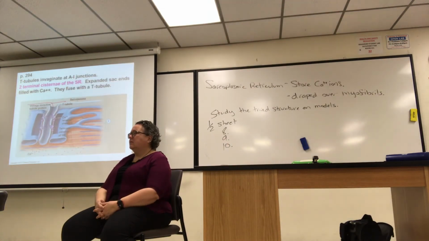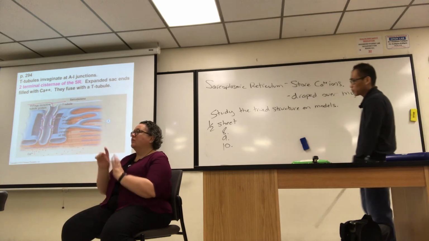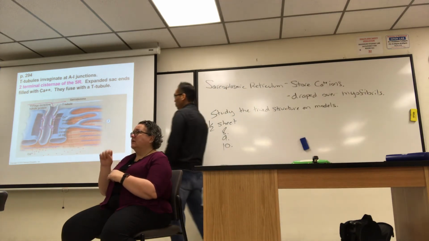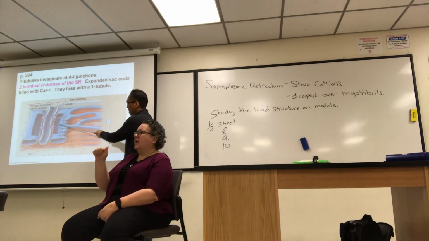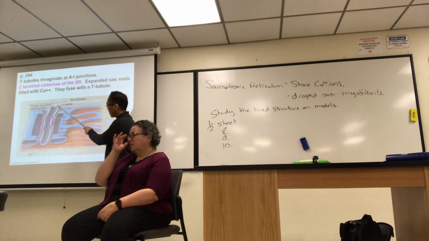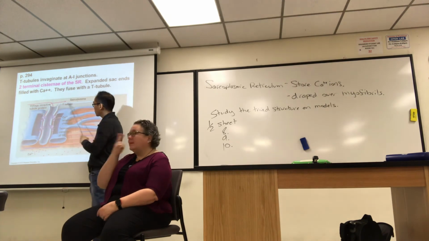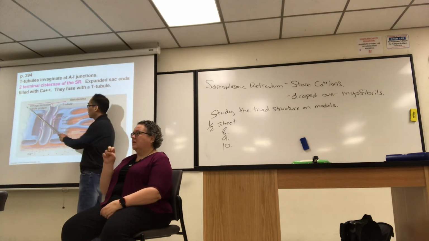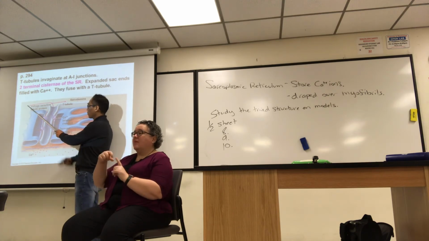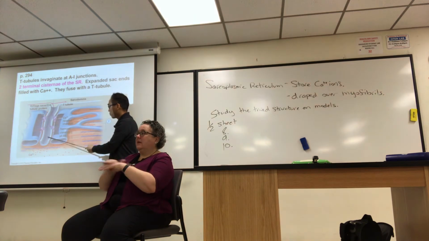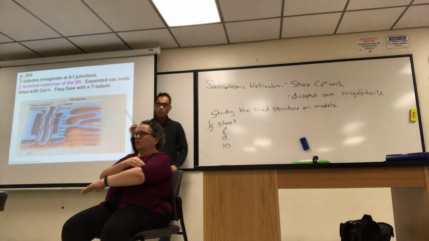Here's a picture of the triad structure. What I like about this picture is it shows the end sac, the terminal cisternae, filled with little red balls, which symbolize calcium. What you can see is that the T-tubule is an invagination of the sarcolemma. So the nerve impulse, action potential, whatever you want to call it, is on the surface. It can get deep into the muscle by going down the T-tubule.